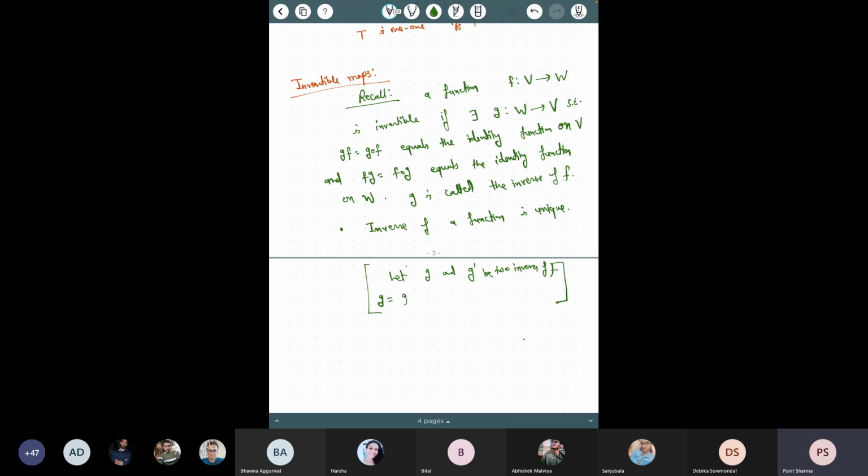You can write g as g composed with I_W, the identity function on W. This is equal to g composed with f g dash, because g dash is also an inverse, and then this is equal to g f g dash. But then g f is the identity function on V, so we get g dash. The inverse of a function is always unique. Since it is unique, we can fix a notation for it and denote the inverse.